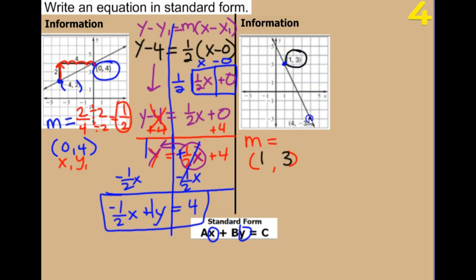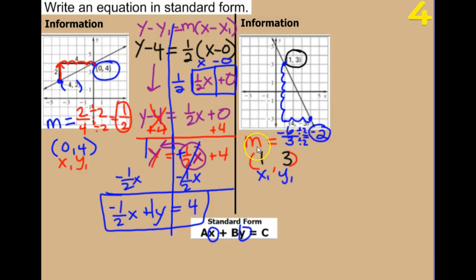From here to here, I'm going to go down. If you want to start here, that's fine. I'm going to go down negative 1, 2, 3, 4, 5, 6, and over 1, 2, 3. So negative 6 divided by 3, well, 6 divided by 3 is 2. If you divided by 2 on the top and the bottom, got 2 over 1, that's fine. However, when we use an equation, it's easier to have a whole number instead of a fraction. So I'm going to label my point x, y.